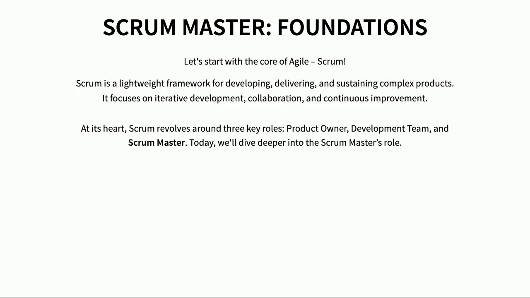Okay, let's kick things off with a quick introduction to Scrum. Think of it as a really helpful way to build complex products, whether that's an app, a website, or even something physical. Scrum is based on short cycles called sprints and emphasizes teamwork and constantly learning what works best. The three main players are the product owner, who decides what we're building, the development team, who actually build it, and then there's the Scrum Master, our guide and facilitator, helping everyone work together smoothly.